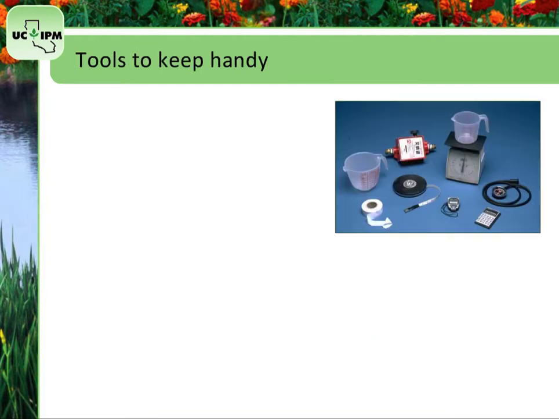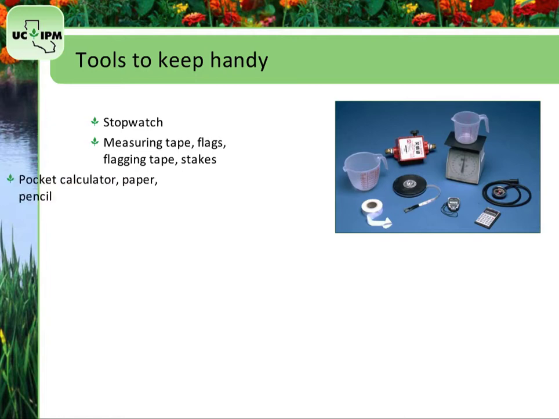Before calibrating equipment, assemble the tools you will need. You need a stopwatch to time travel speed and flow rates. A 100-foot moisture and stretch-resistant measuring tape lets you mark off distance and measure swath width. Flags, flagging tape, or stakes are also useful for marking off measured distances. And keep a pocket calculator and paper and pencil handy to make calculations in the field.